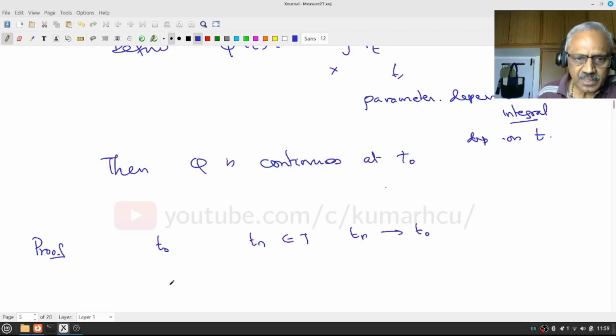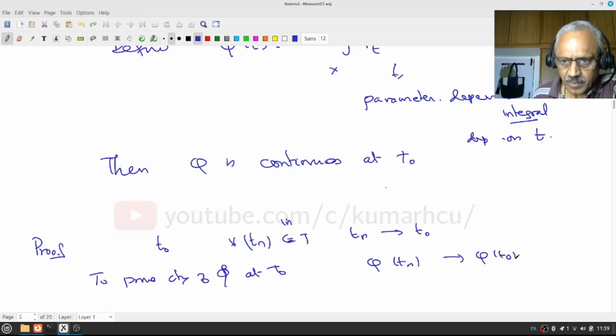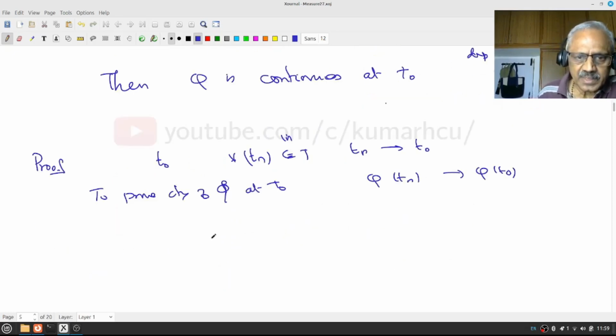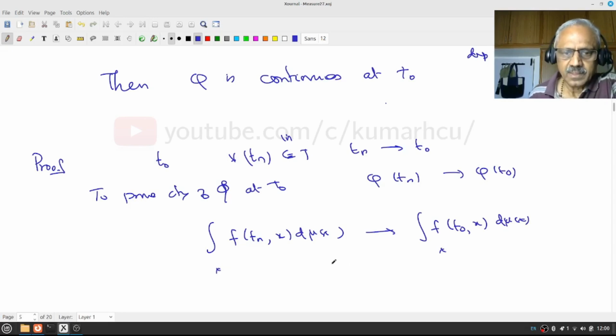Therefore, to prove continuity of phi at t naught, what you have to do is, for every sequence Tn in T so that Tn converges to t naught, we have to prove phi of Tn converges to phi of t naught. Right? So what does it mean? This means the integral of f of Tn x d mu x converges to the integral of f of t naught x d mu x over X.